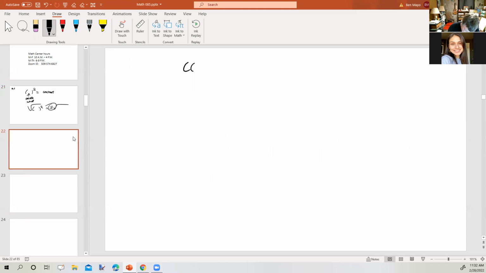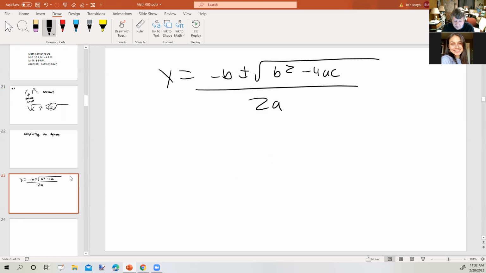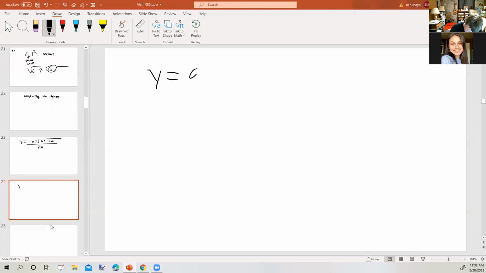Okay, next was completing the square. Any questions there? Anything there you want to look at, examples or anything? Okay, how about the quadratic formula? Any questions about the quadratic formula? All right, how about the second degree equation in this form?